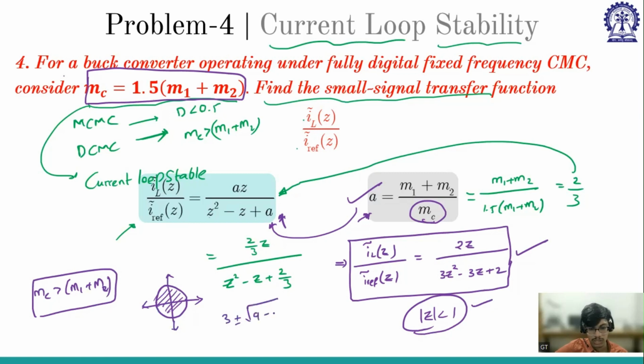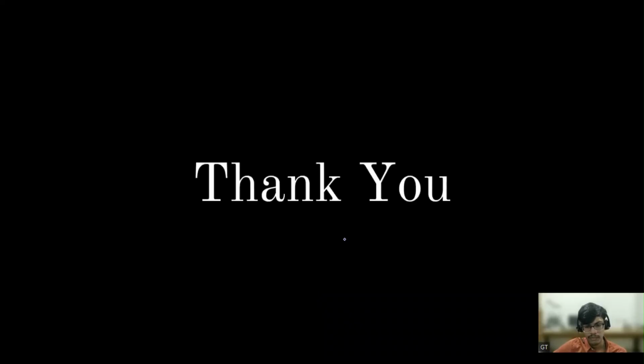3 to 6, 4 is 24 by 2A. So you can check that, and it should lie within the unit circle. Because this is negative, I think it will lie in the unit circle. That you can check later. So with this, we complete our session.